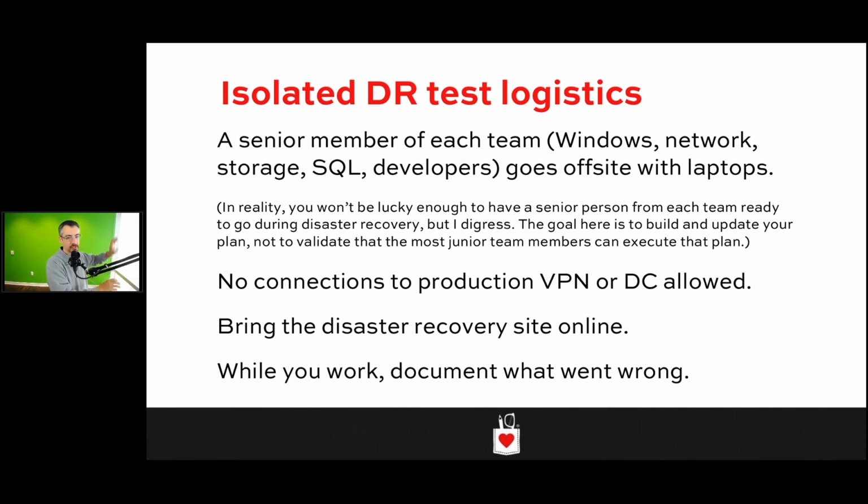Remember, role swap, everybody just goes all hands on deck and does their thing. With an isolated DR test, I take one person from each team, like Windows, development, storage, SQL Server, and I throw them off-site. They have no access to production. They are not allowed to touch production. It's as if production got hit by a meteor, the SAN is down, whatever.